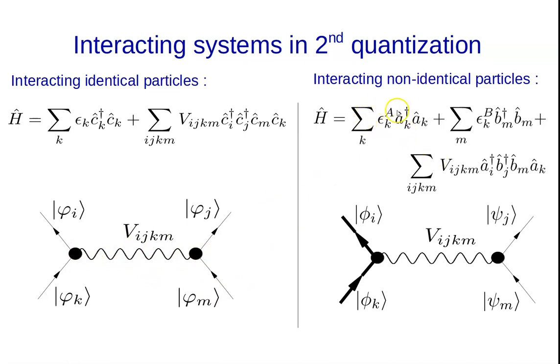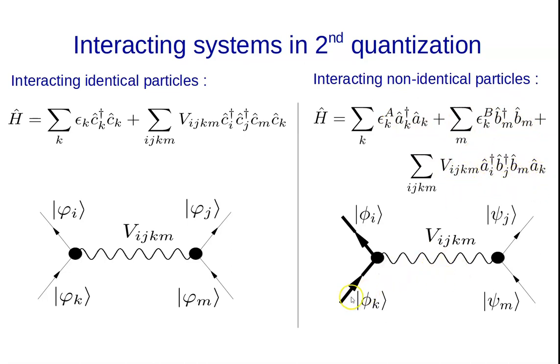Now let's move to the case of two sets of non-identical particles. You have one set of A particles and one set of B particles, and let's consider the interaction between the A particles and the B particles. So this is a case where you have two distinguishable particles interacting with each other. You might think that A are electrons and B are positrons or protons, and then you have a system of electrons and protons, and you're disregarding the interaction between the electrons and the interaction between the protons, but you're considering the interaction between the electrons and the protons.